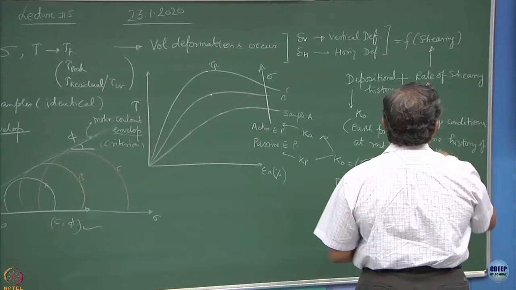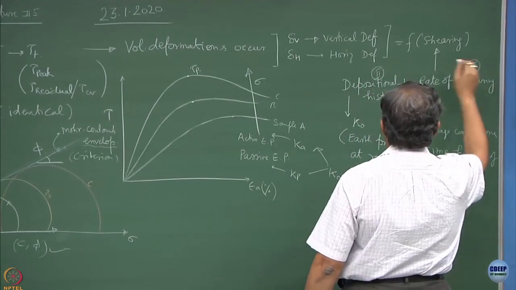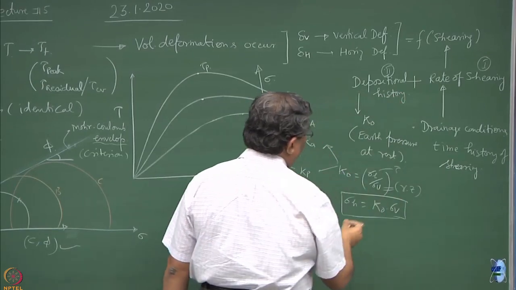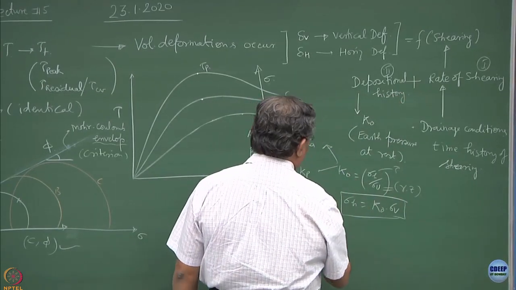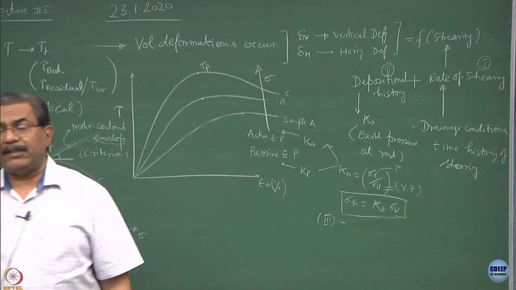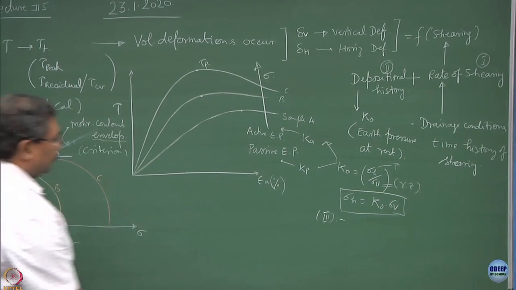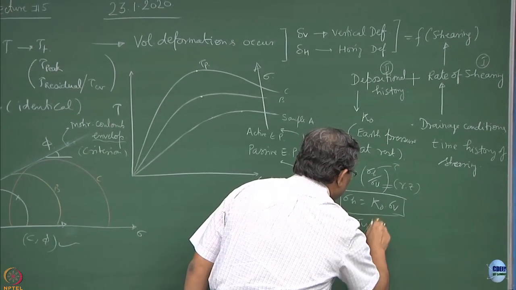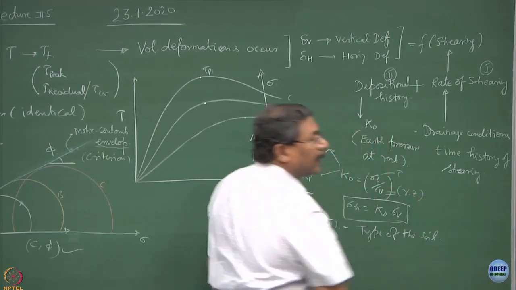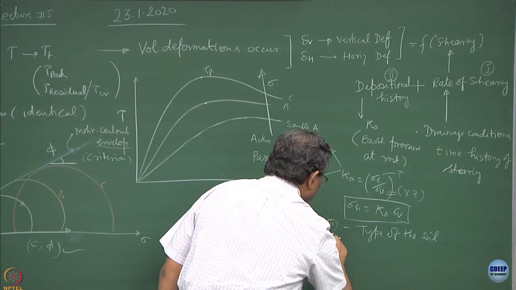So, we came only up to point number 1, point number 2 and K naught, depositional history. Number 3. The most important thing on which the shear strength of the material would depend upon is the type of the soil. All right. And the fourth one would be moisture content.